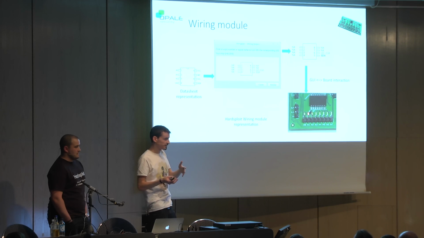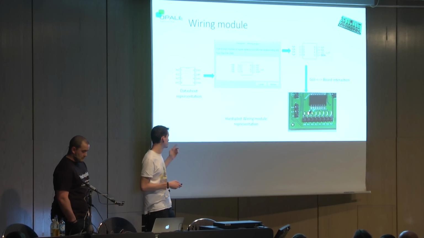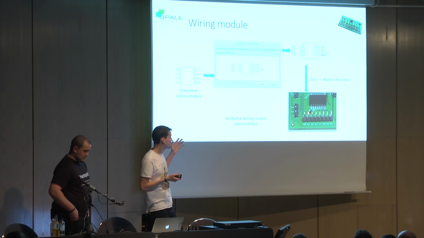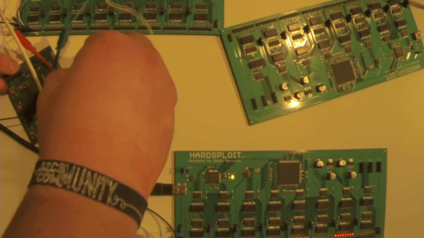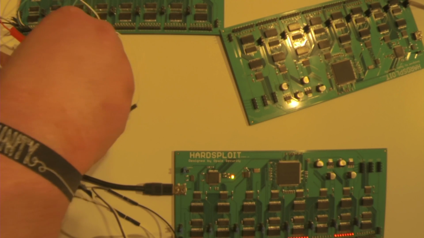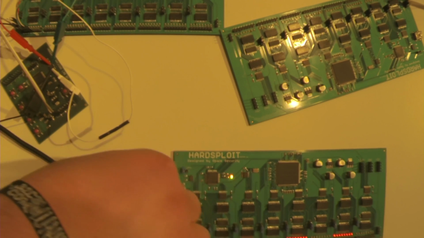When you have created it in Hardsploit, you can use the wiring helper module, and it gives you another representation of the component. And we can see that here we have the pin number 5 and 6. And if you want to wire the SDA, for example, you just have to click on it. And when you click on the pin, it will automatically turn on the specific LED on the board. And so you know where to connect this pin to Hardsploit.